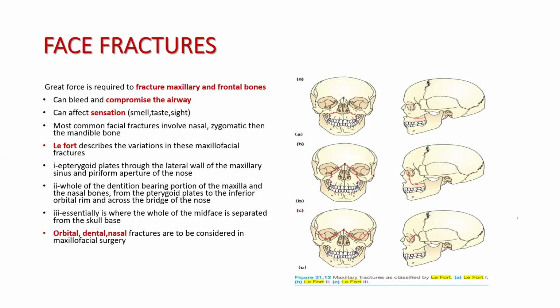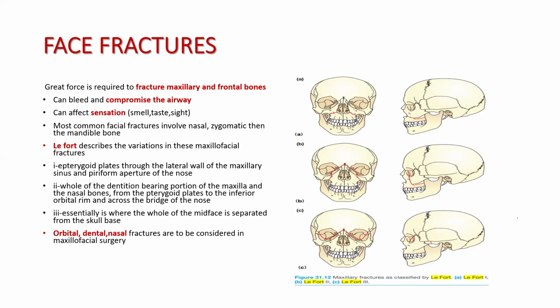Then we will turn our attention to the fractures of the face. Mainly, we are concerned with the fractures of the maxillary and frontal bones, and these fractures can bleed a lot, and that bleeding can actually compromise the airway. You can have clots going into the airway, you can have blood going into the airway, and if the person has altered consciousness, this person can actually aspirate and die from this.